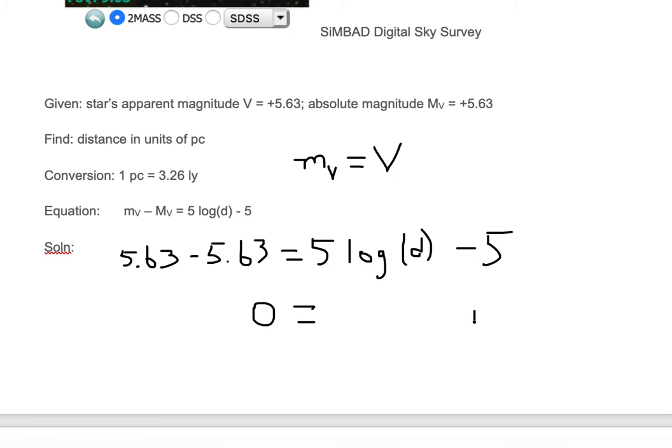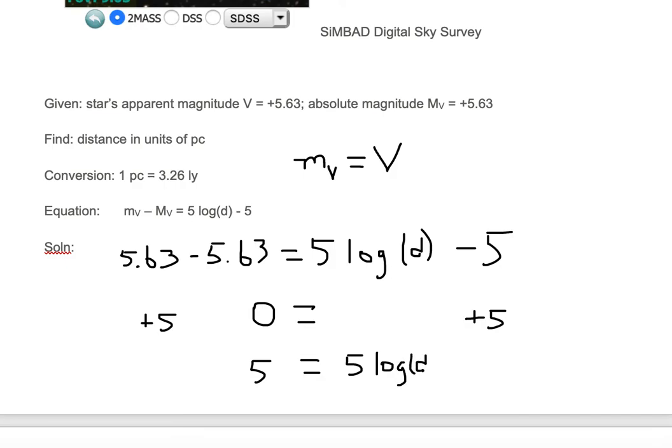We're going to add 5 to both sides of the equation. Carry everything down. We've got 5.63 minus 5.63, which is 0, plus 5, and we end up with a 5 on the left side. We've got a 5 log d minus 5 plus 5, and we're left with a 5 log d. The next step we're going to do is divide both sides of the equation by 5.